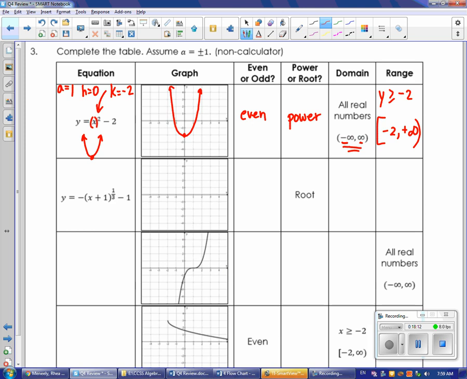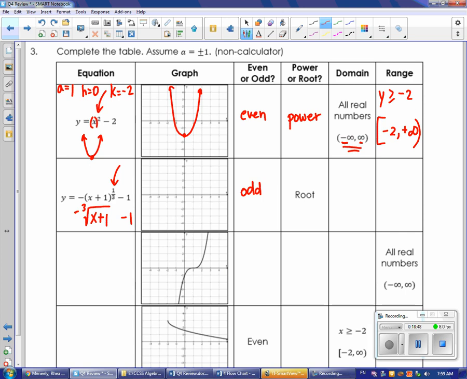Let's take a look at the next one. I'm going to look at that exponent, and I can see that it's rational because it's a fraction, 1/3. Another way to express an exponent of 1/3 is to think of it as a root. This is the same thing as the negative cube root of x plus 1, minus 1. And so I can see that this is an odd function because that index of 3 is an odd number, and it's a root. Remember, if I'm looking at my rational exponent and there's a number underneath the fraction bar, it's a root. So my third root.